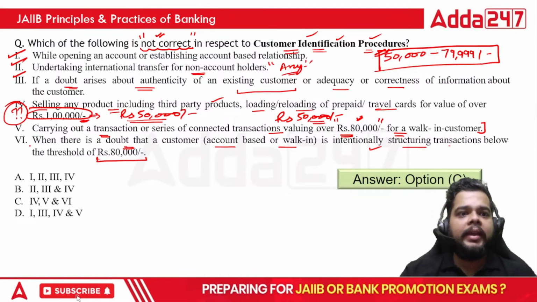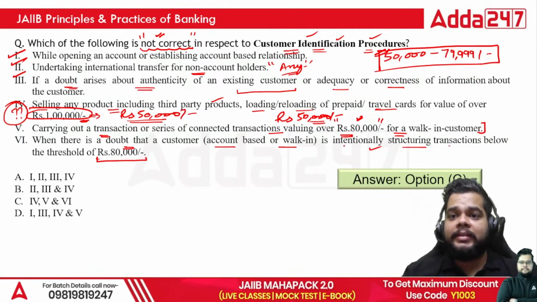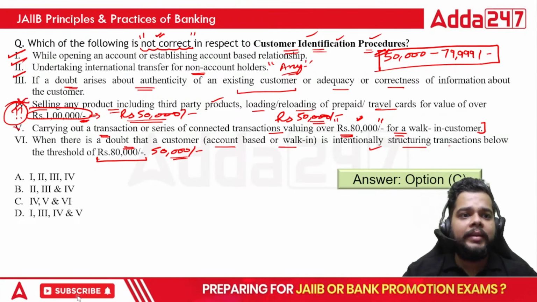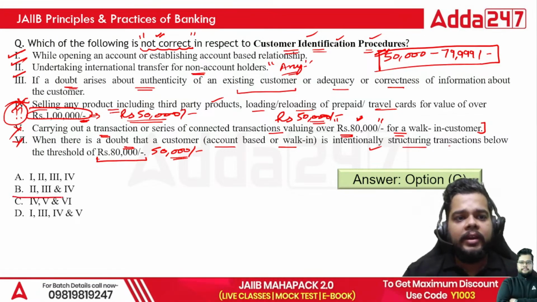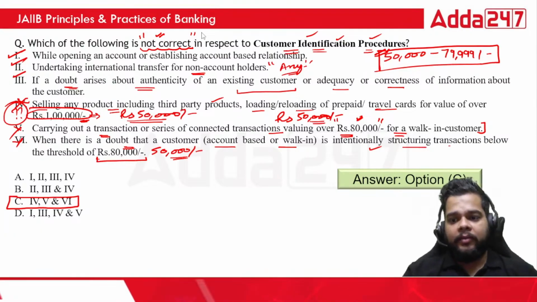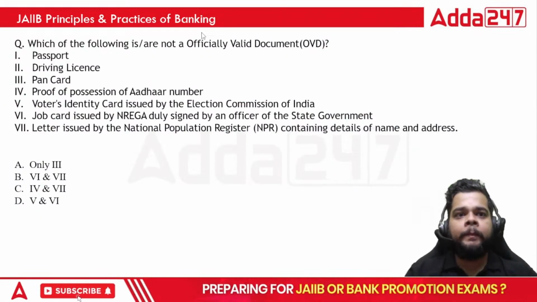Similarly for 1 lakh, and here also the doubt is that the customer is intentionally structuring the transactions below rupees 50,000. So that is why these three statements are incorrect. Your 4, 5, and 6 will be the correct answer because we have to tell the not correct statement. Option C will be the correct answer here. Then let's move on to the next question.